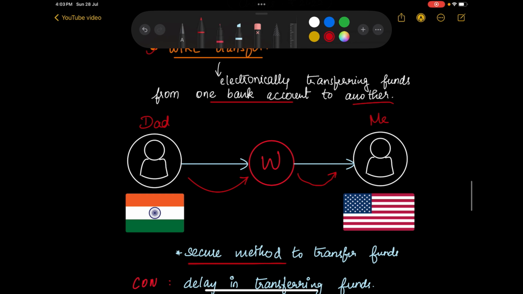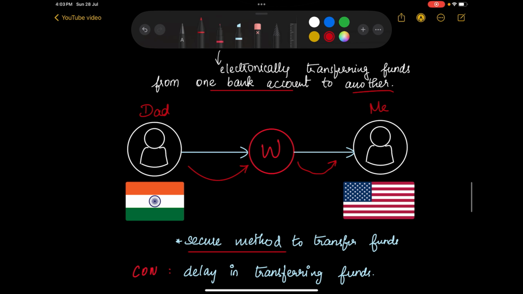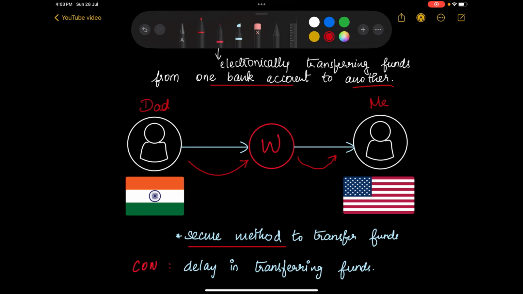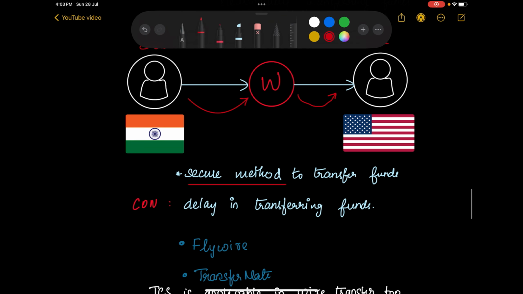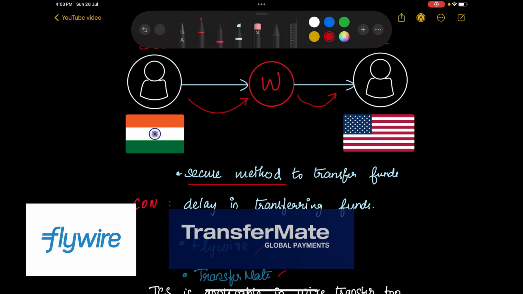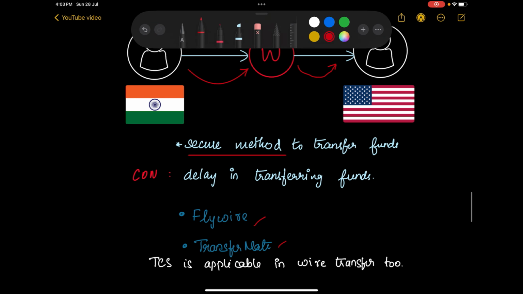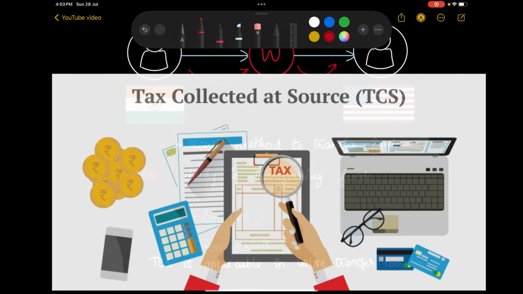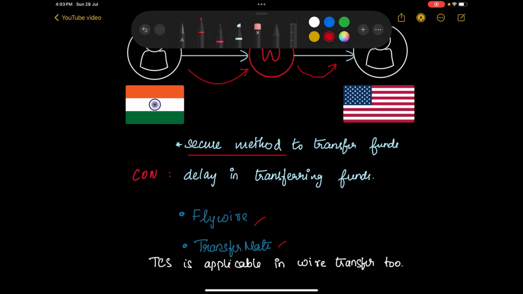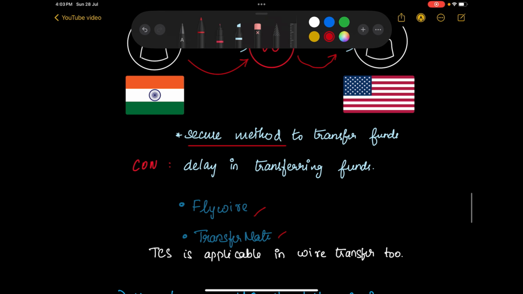As you can see, it's a secure method to transfer funds, but the only con is that it takes time. It can take from 2 days to 4 days to transfer the funds from India to a bank account in the US. A few examples of wire transfer platforms are Flywire, TransferMate, and Western Union. TCS tax, that is tax collected at source, is also applicable here in wire transfer too, if the transaction amount exceeds 7 lakhs.